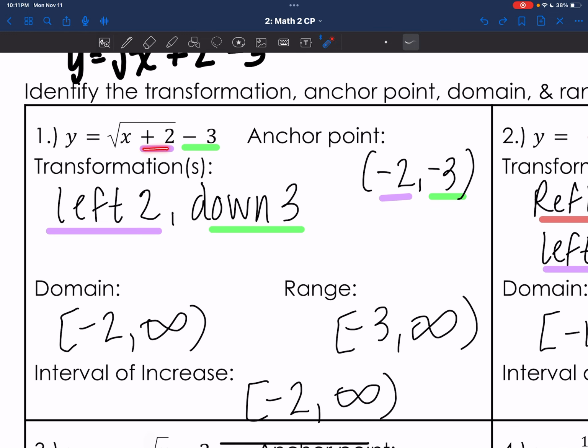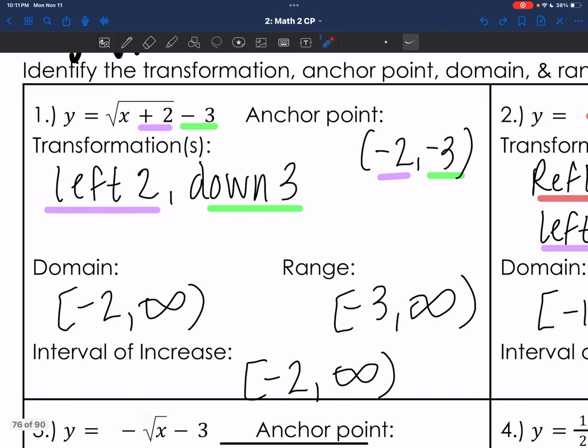Well, yep, I definitely have a plus 2. So remember, this is really minus a negative 2. So that means you're going left 2. This minus 3 means you're going down 3. And your anchor point, which you can think of like your vertex, is going to be negative 2, 3.